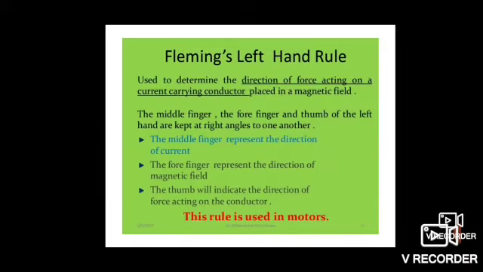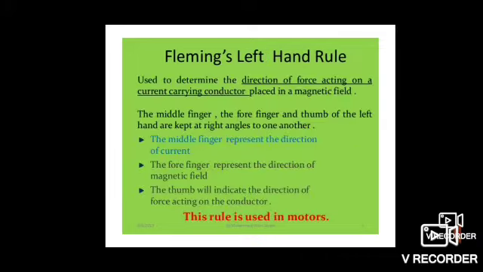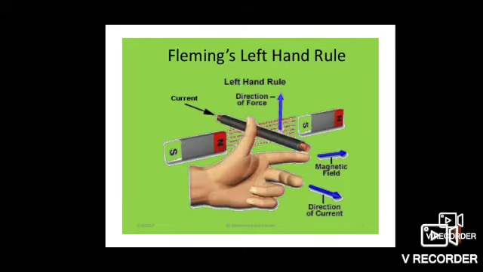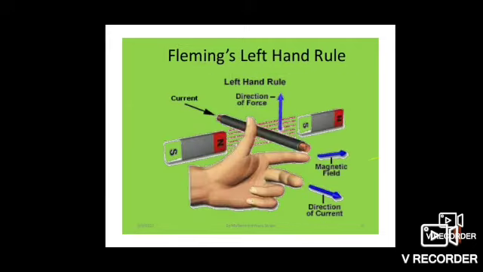The middle finger represents the direction of current on the conductor. The forefinger represents the direction of magnetic field. And the thumb will indicate the direction of force acting on the conductor.